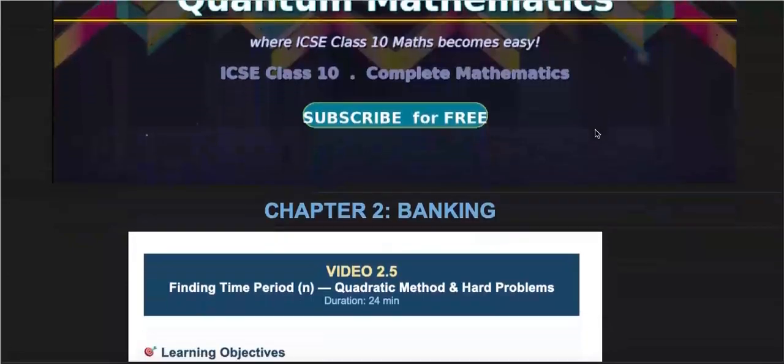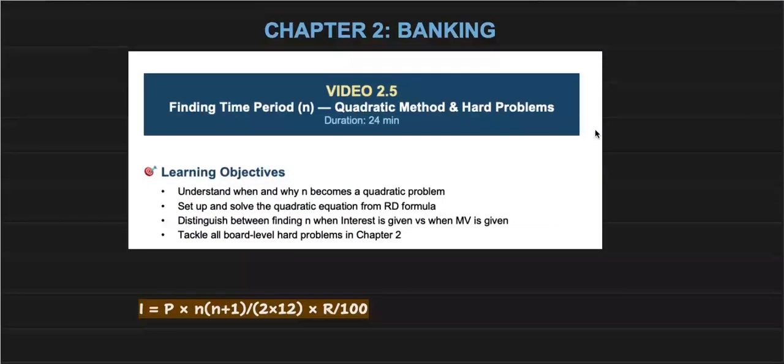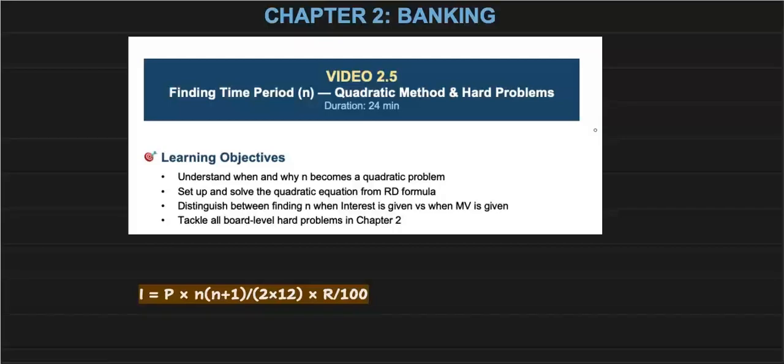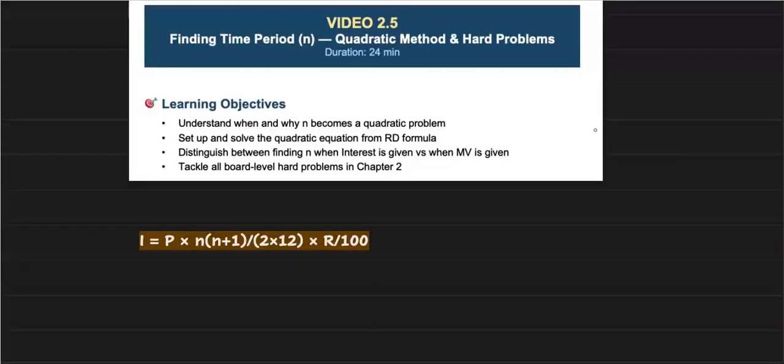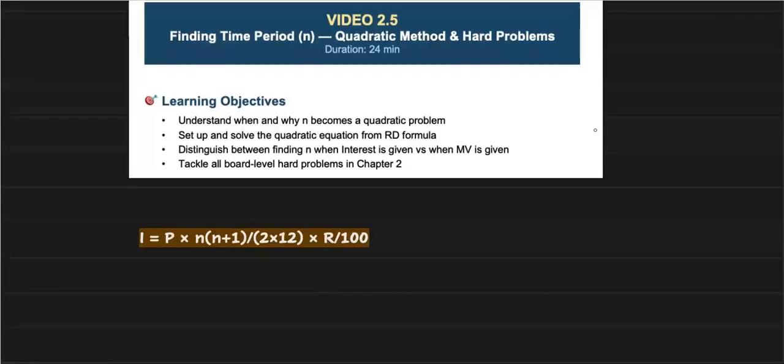So let's begin. In this video we are going to cover understanding when and why n becomes a quadratic problem, because we are going to solve the problems where time period is not given, and once time period is not given, it becomes a quadratic equation. Why it becomes a quadratic equation, you will get to know in some time. So setting up and solving those quadratic equations to find n, and distinguishing between finding n when interest is given versus when maturity value is given. We will also tackle some board level hard problems which are in chapter 2.